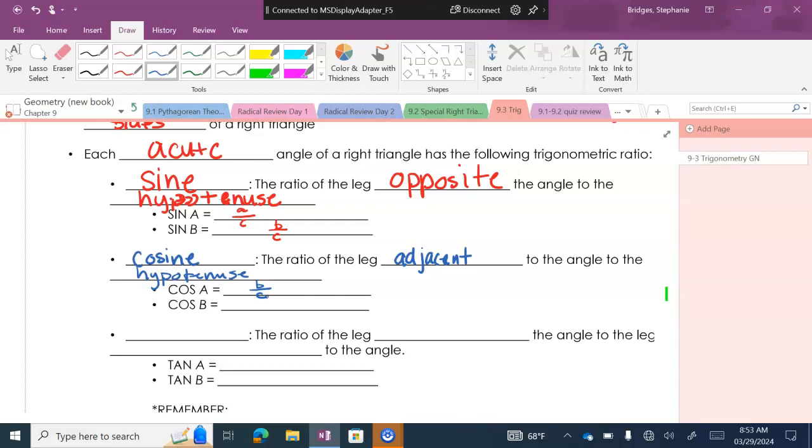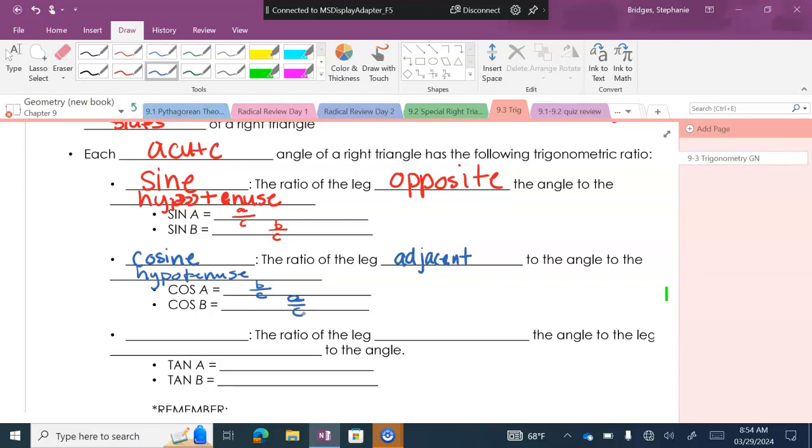All right, let's do the cosine of B. Looking at B, again, I want the leg that is next to B, not the hypotenuse, but the leg that touches B. Which leg touches B? A, okay, so the cosine of B is going to be A over, what's the hypotenuse again? C, yeah. A over C. Sine is opposite over hypotenuse. Cosine is adjacent over hypotenuse.